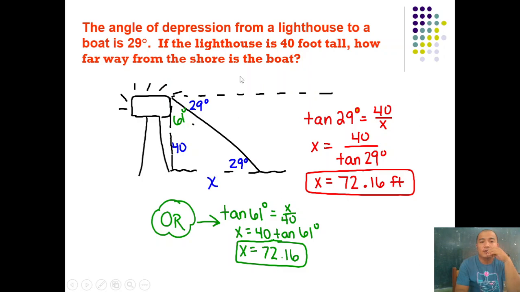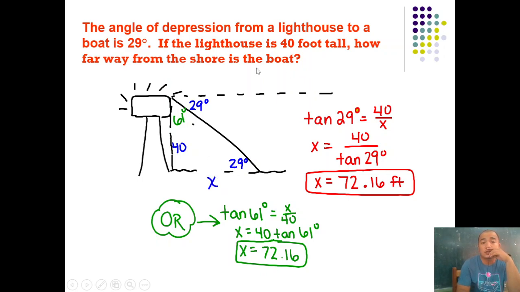The angle of depression from a lighthouse to a boat is 29 degrees. If the lighthouse is 40 feet tall, how far away from the shore is the boat? So we have here the angle of depression, 29 degrees. Since this is a right angle, 90 minus 29 is 61 degrees. The height of the lighthouse is 40 feet, so 29 degrees also here.